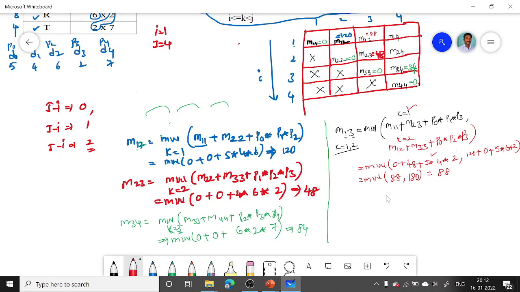Okay, so as of now we calculated with the difference 2 only one, that is M13. We have one more also with the difference 2 of J and I, that is M of 24. Nothing but now we will find the M of 24.